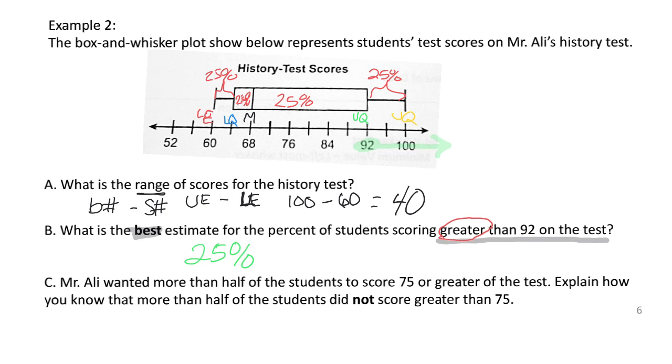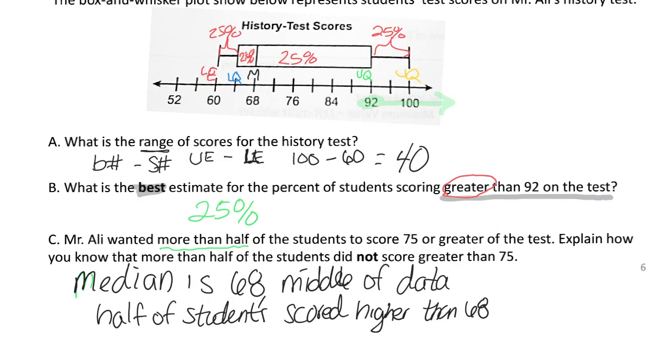Mr. Ali, the teacher, wanted more than half, more than 50%, to score 75 or greater on the test. I want you to do C on your own and then look at it. Pause, do C, and now look at it. Hopefully you know that the median is the middle number, so 50% would be here at 68. Half of the students scored higher than 68. They did not score higher than 75. 75 is somewhere around here, which we don't know what percent of the data that is.